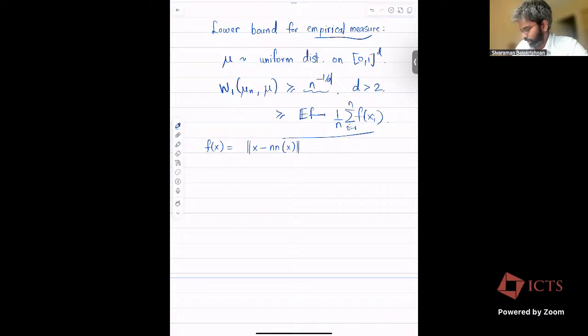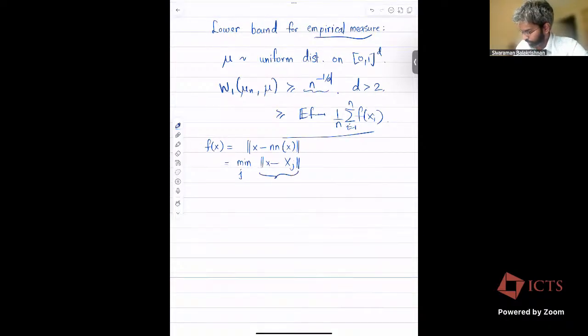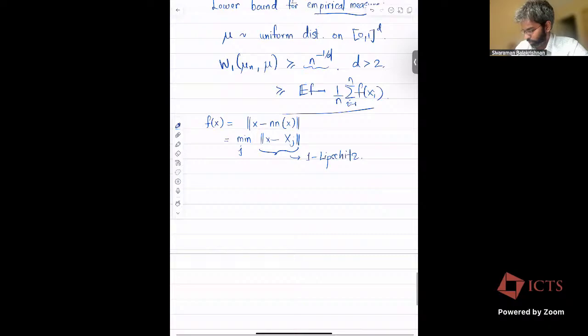So this is my 1-Lipschitz function. We can check that it's 1-Lipschitz by saying, what is this function exactly? It's the min over j of the norm of x minus x_j. Each of these is a 1-Lipschitz function, and so its minimum is also a 1-Lipschitz function. So I've constructed a 1-Lipschitz function, and we can try to reason about how big this term is.